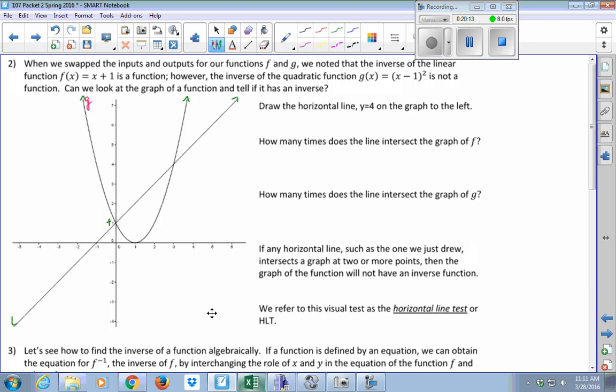So one of the visual tests is to draw a horizontal line, which is y equals 4, on the graph. So let's draw the horizontal line straight through y equals 4. So here's y equals 4. I'm going to draw a straight line right through there.